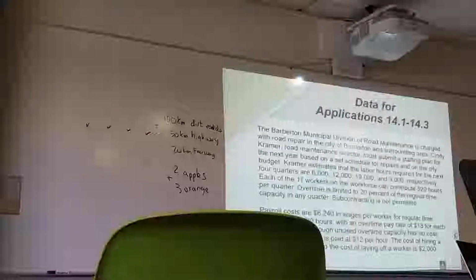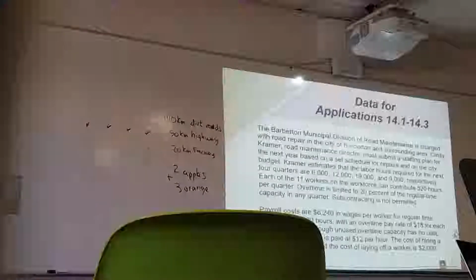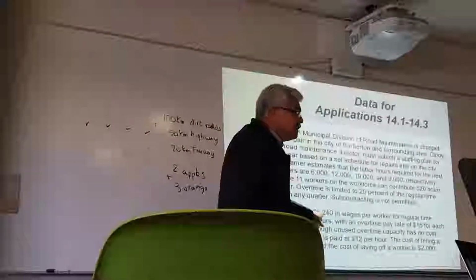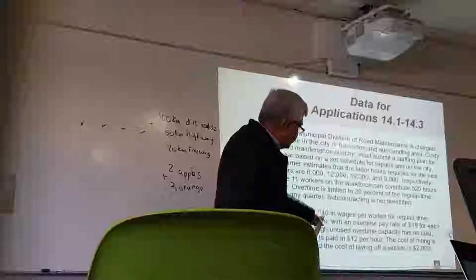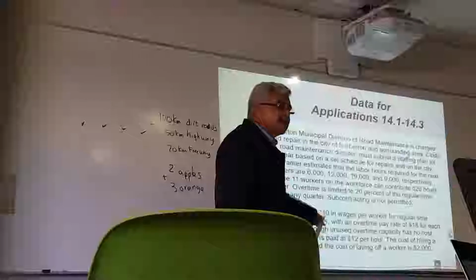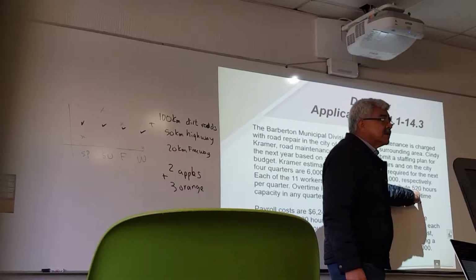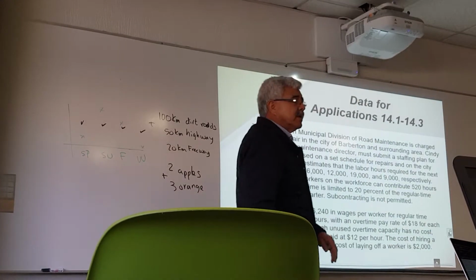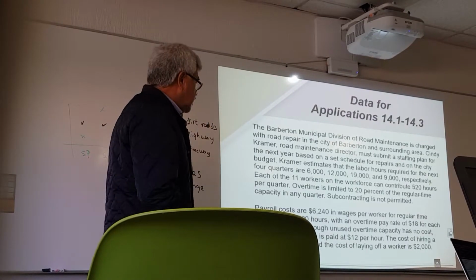Okay, so that's the problem. The thing I was going to mention is this. Here it says that the normal salary is 6,240 per quarter, per worker. And the quarter has 520 hours. So what is the hourly salary? Can you compute it? The hourly salary in normal time.